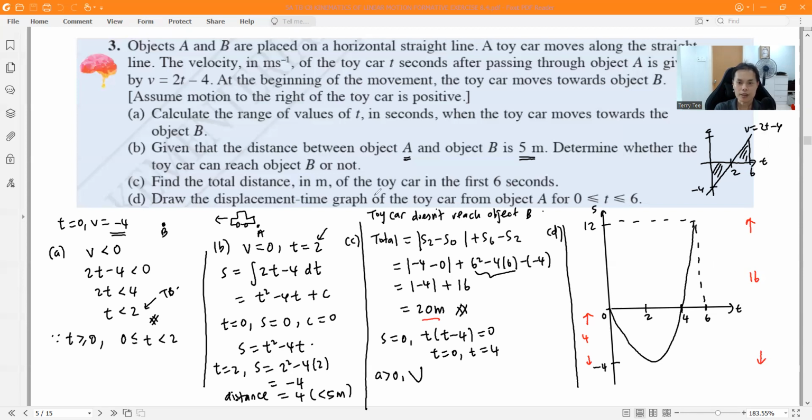So you're drawing the displacement time graph from 0 to 6. Well, we're done. That's about it. We don't have to do anything else. Okay, my graph is done. All right, so let's move on to question number 4.